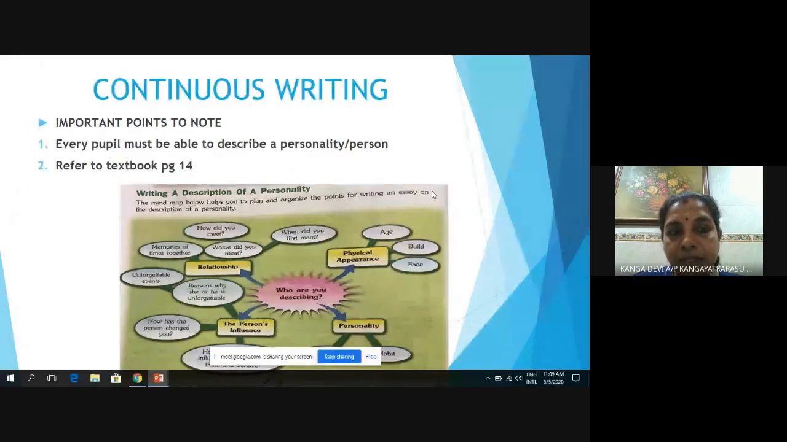All right, okay. First of all, let's look at continuous writing. When I did this, I always had in mind the weakest of the weakest students, not even the D, not even the E, but the G students. So I feel that it is very important that every pupil must be able to describe a personality or a person. We refer to textbook page 14. Okay, next, Tasha.